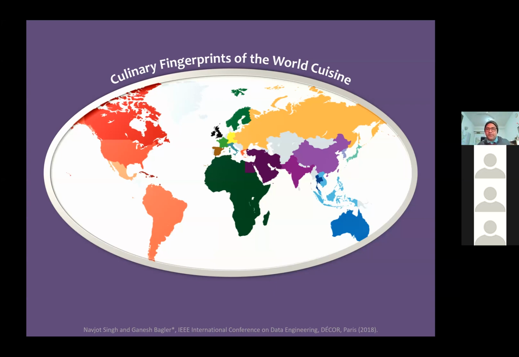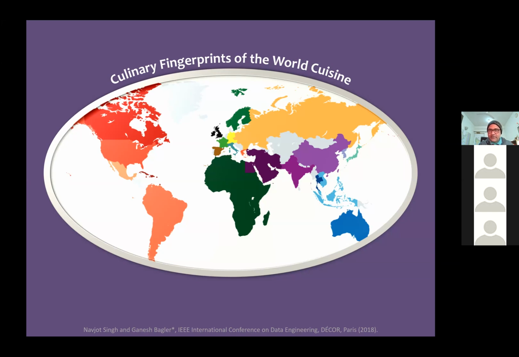And this paper was published in a computer science venue, the International Conference on Data Engineering, where it won the Best Paper Award in Paris and was identified as a key paper putting forward the data-driven science of food for the first time on a global scale, after initial investigations that had been done in a sparse manner.